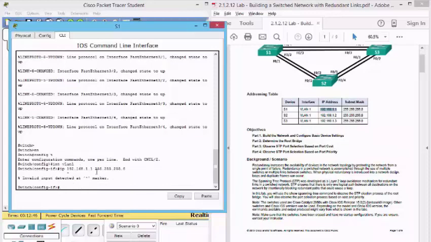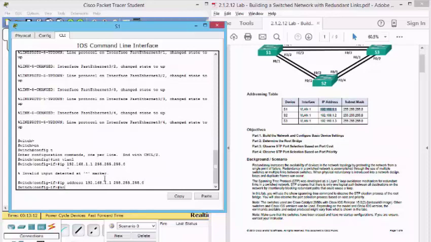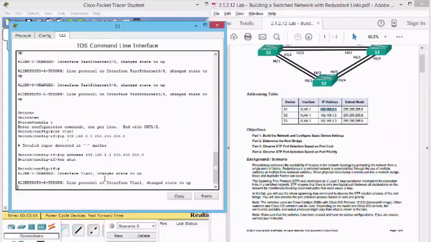What did I do wrong? Oh, I didn't put the word address. IP address 192.168.1.1, 255.255.255.0, and then we put no shut. Now the interface is up.